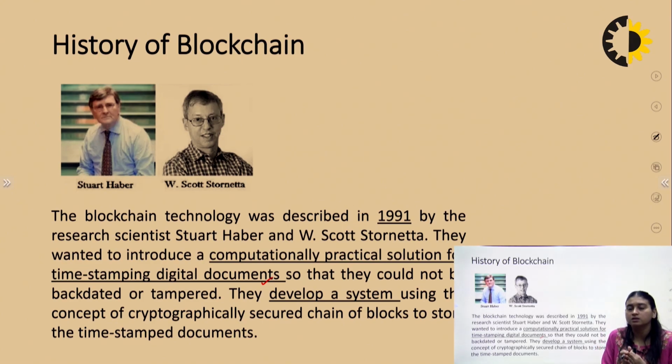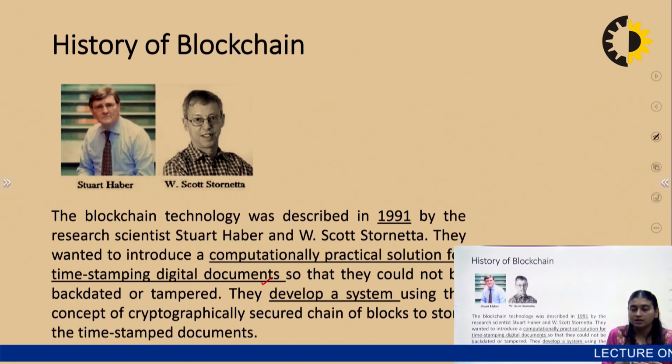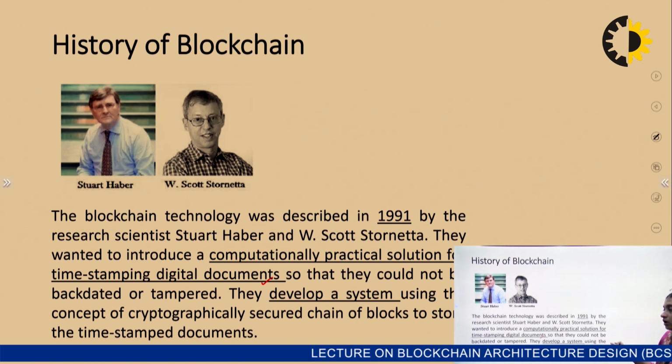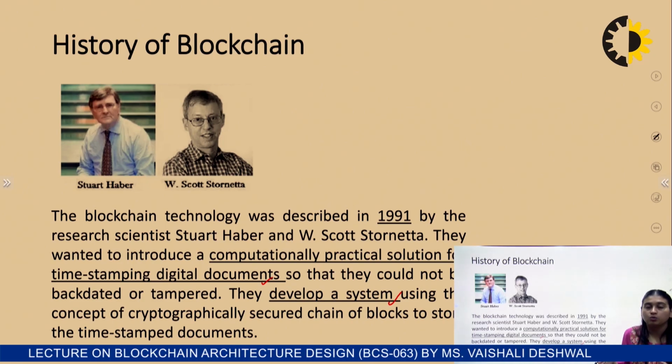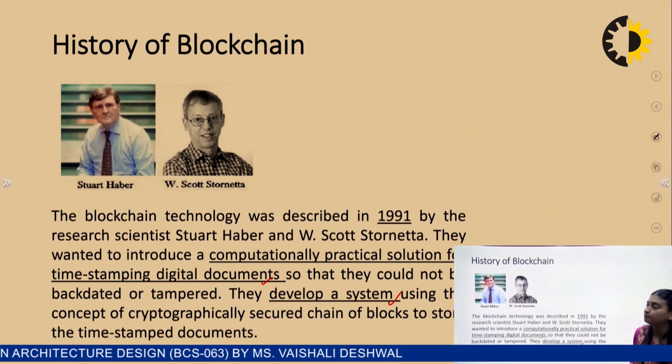We have discussed the components of the blockchain, and one of the components is the timestamp. Every time a record is stored in the blockchain, the time is there, and that is how you are able to maintain the records in chronological order, so that they cannot be backdated or tampered with. They developed such a system using the concept of a cryptographically secured chain. Every block maintains the hash value of the previous one, and that is how the blocks are chained in the blockchain.